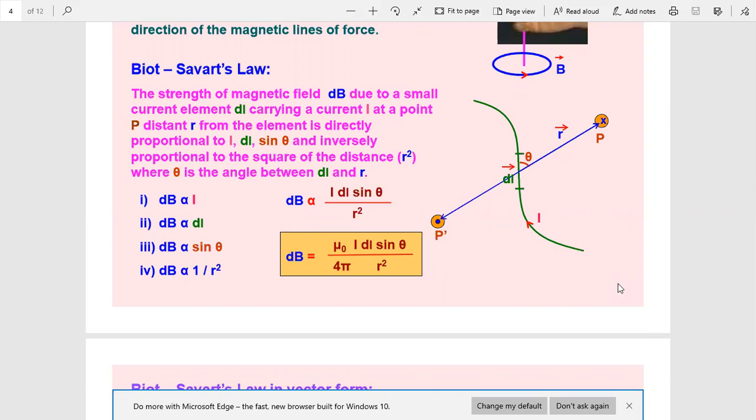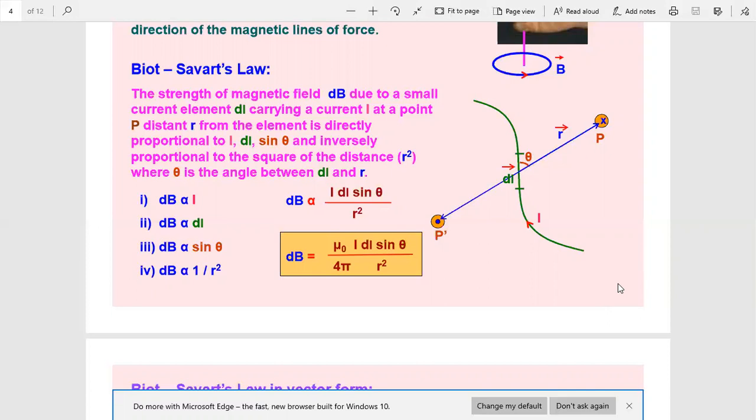After the announcement of Oersted's experiment outcome, because Oersted just gave the concept that a current carrying conductor exhibits magnetic effect around it, but Oersted could not explain the strength of the magnetic effect, that is, the quantitative measure of magnetic field due to current was not explained by Oersted.